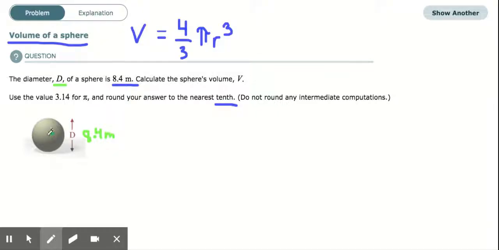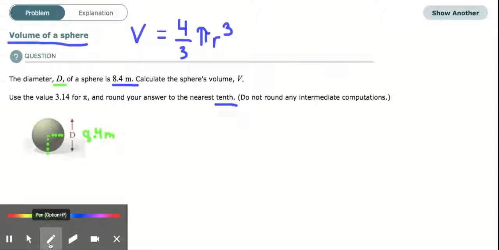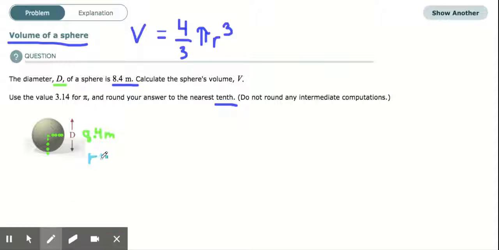So if the diameter is 8.4 meters, then what is the radius? Well, the radius is just half of that, right? This is the radius. You could think of it as going from the center to the edge or going down this way. So it's basically half of the diameter, which means that the radius is equal to this divided by 2, or 4.2 meters. So let's go ahead and substitute 4.2 for r, and let's solve this.